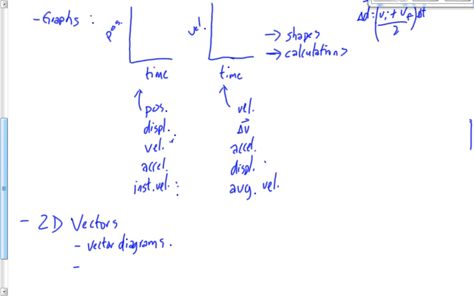No, that's a good question. If it's a curved line, you can't find the area, not easily. So I won't make you do that, no. Well, it is possible, but not in Physics 20, it's not.